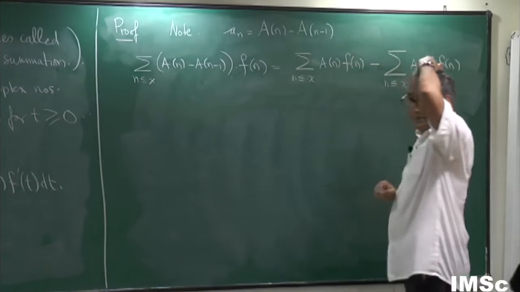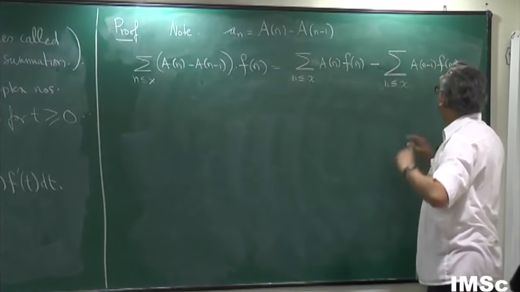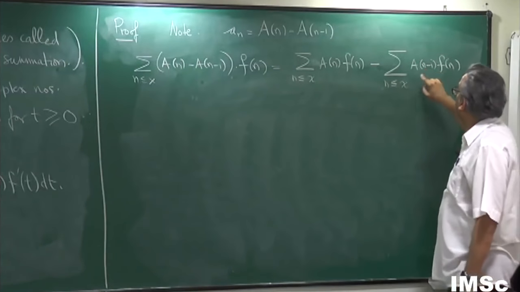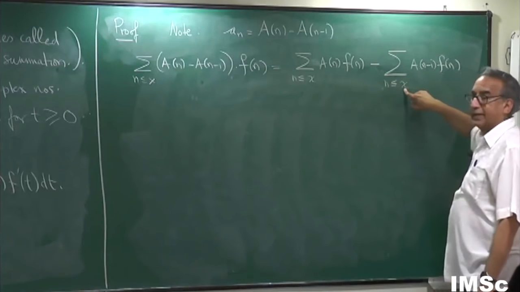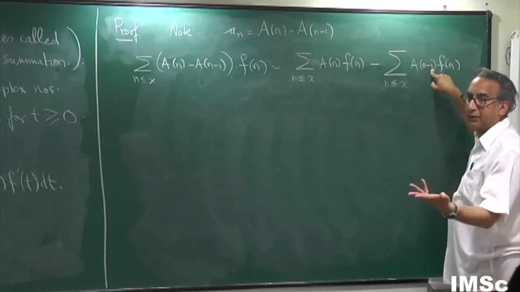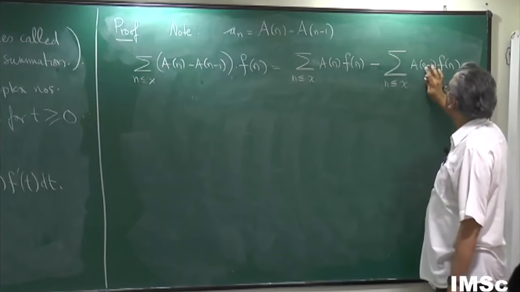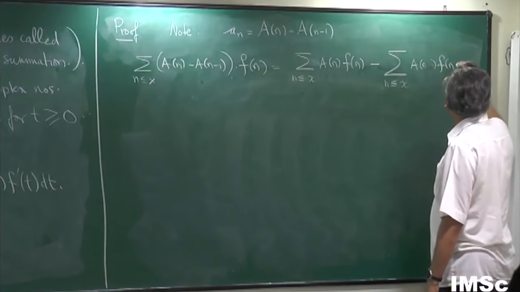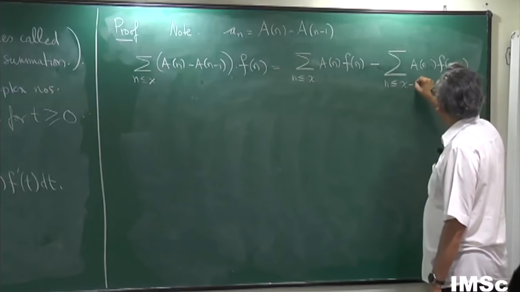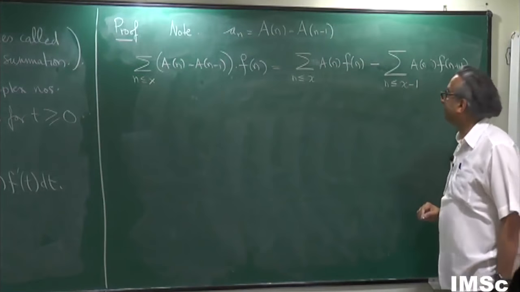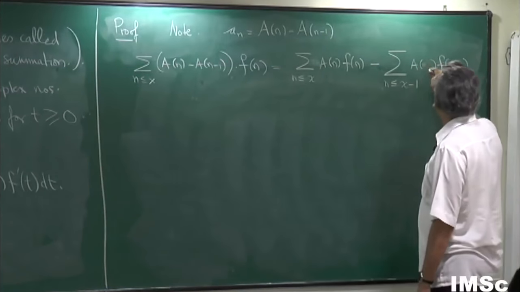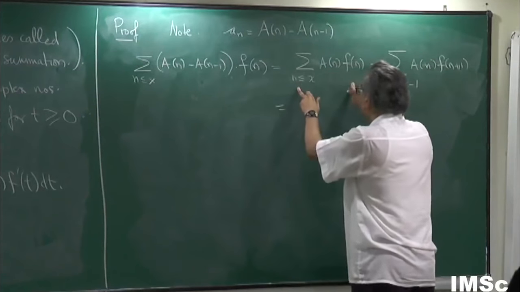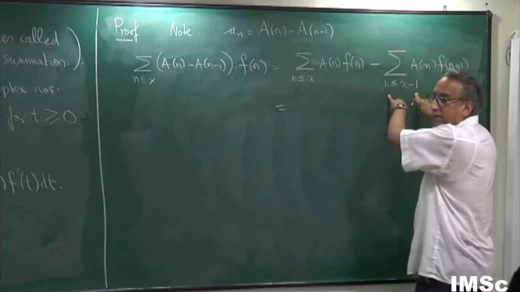You just write it like this. Fair enough. Now what I'm going to do is change variables here. As n is running up to x, n minus 1 will run up to x minus 1. So I'll just change n minus 1 to n again. And this will be f of n plus 1. And then I'm moving only up to x minus 1. And now that I have that, I combine. This sum is going up to x, this sum is going up to x minus 1.